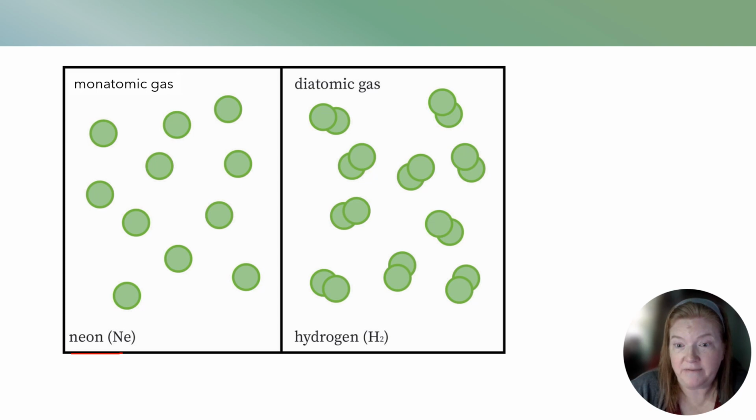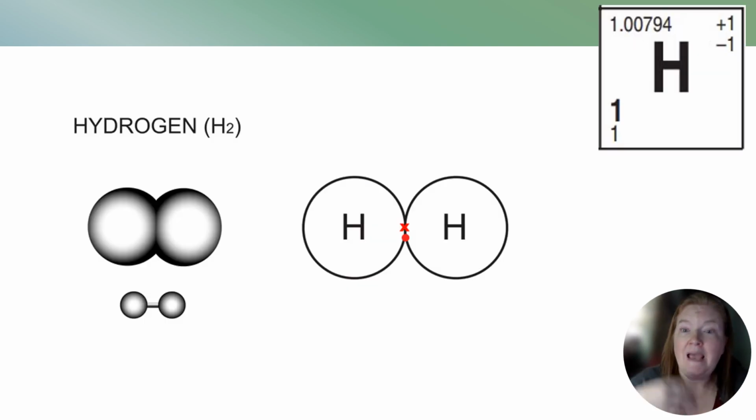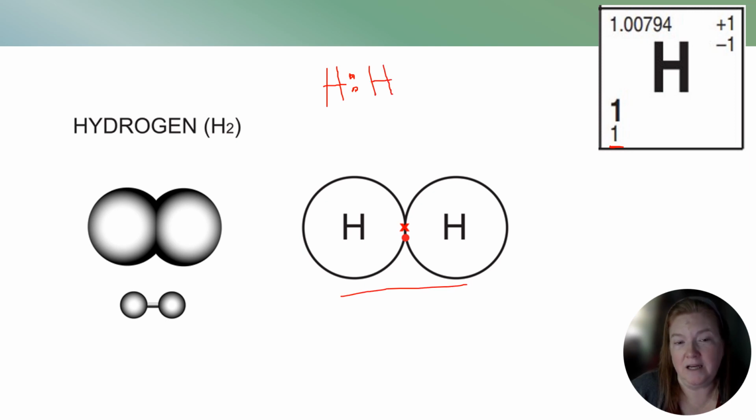Okay, let me show you a couple of examples. Hydrogen is a diatomic gas. So if I look here, this is how many valence electrons hydrogen has. So its Lewis dot structure looks like this. And then if I had a second hydrogen like this, now they're bonding. Okay, here is what they might look like if you use a Bohr model, right?